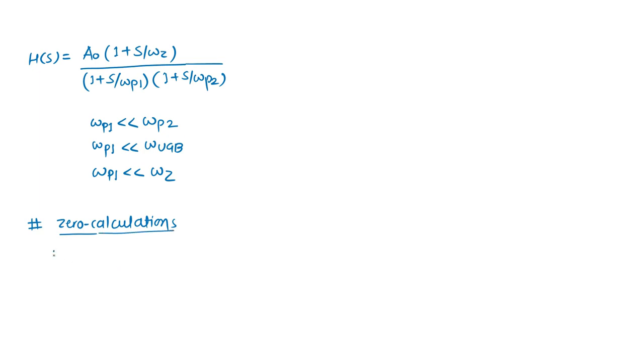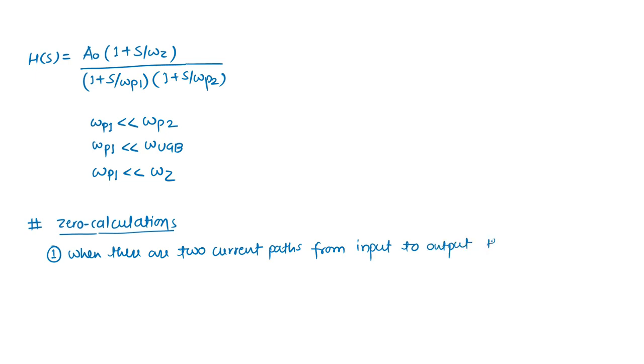The cases when there are two current paths from input to output, then there is a possibility of zero. Why I said possibility, you will see soon. There is a possibility of zero.